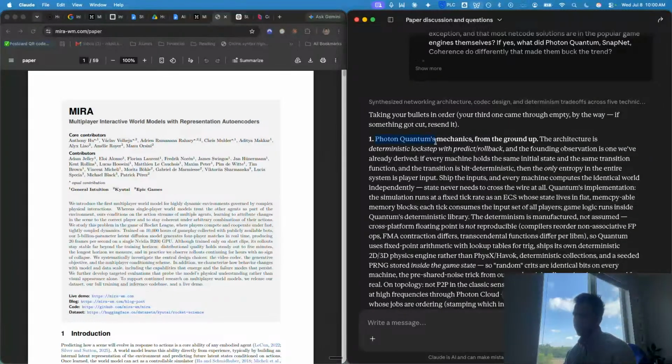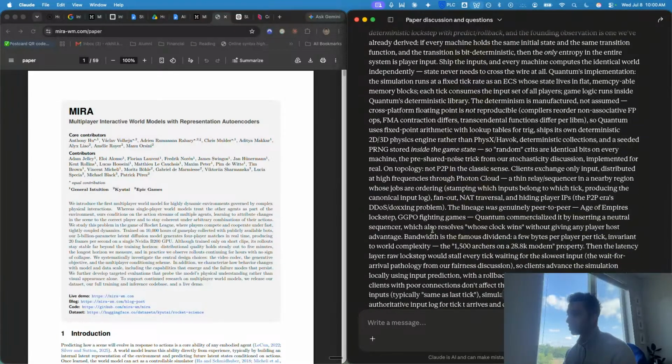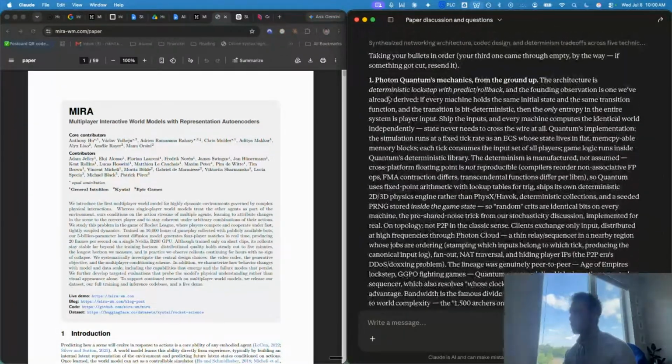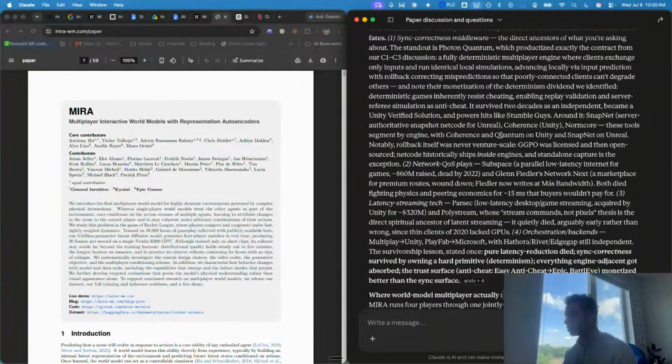This company is a $500 million company, and it was built over 20 years. So that's not ideal, but if I'm taking Photon Quantum as an example of what I would do, it shows there is value in creating this synchronization layer. And there are many implementations of that layer. There's Photon Quantum, there is SnapNet, Coherence, Normcore.